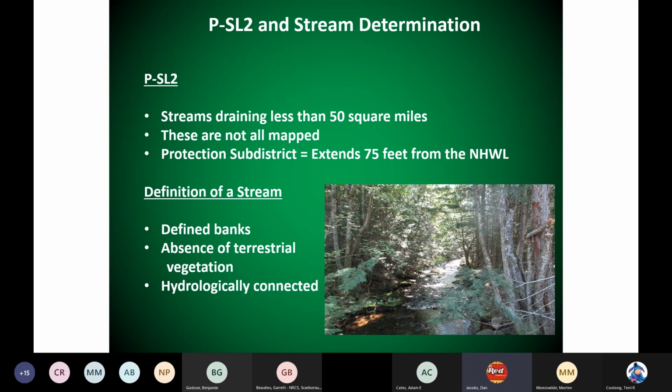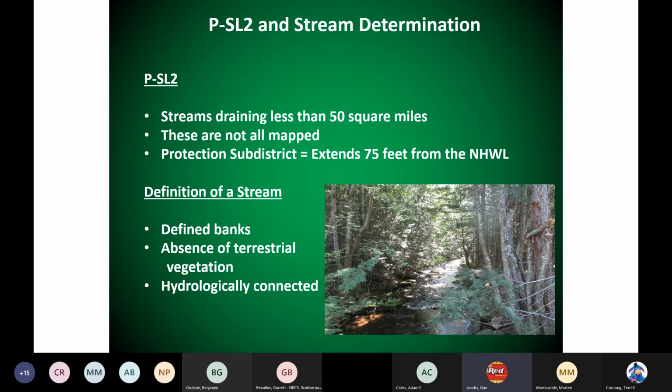So this is the part that Adam has already discussed. He's talked about the definition of a stream, and the definition of a stream is the same for Chapter 27 as it is for Chapter 21 or statewide standards. You have to have defined banks. There has to be a defined channel. There has to be an absence of terrestrial vegetation within the channel. You can't have birch trees growing up within the channel. That's maybe not going to be a stream. And the one that Adam said was very critical is this: hydrologically connected.